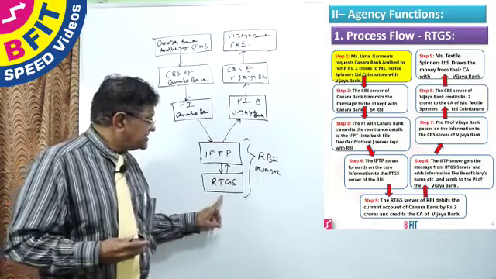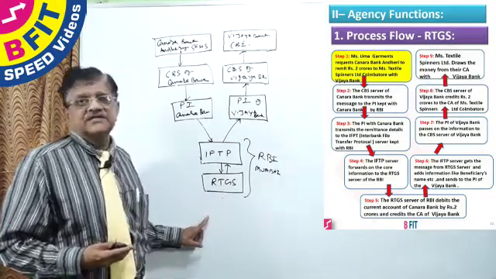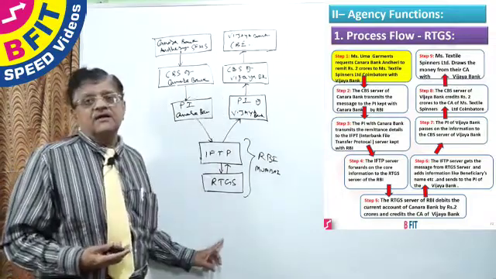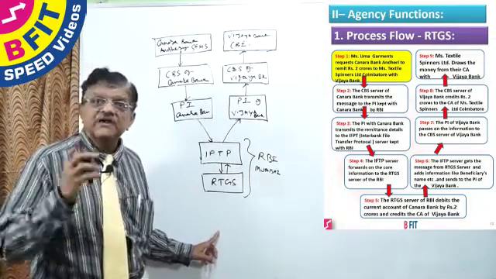Then what this RTGS server will do is debit the Canara Bank RTGS current account 2 crores and credit the Vijaya Bank RTGS current account 2 crores. At that instant the transfer will take place.